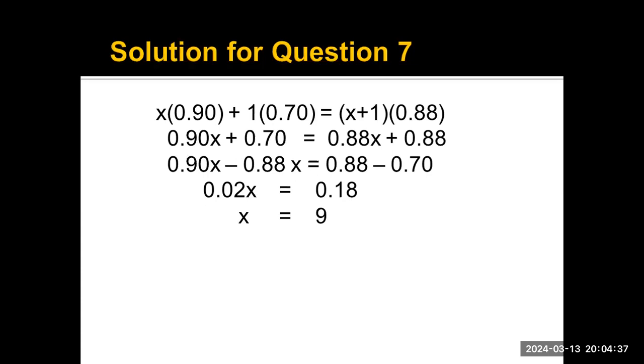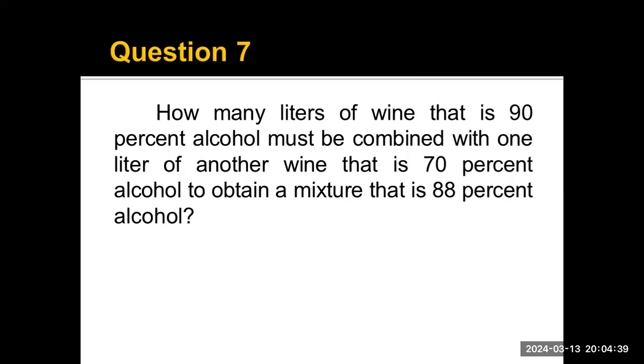Okay. So actually, you can transform the English words or English phrases into math symbols. So how many liters of wine, that is the variable x, that is 90% alcohol, so x times 0.90 must be combined with, that means plus, 1 liter of another wine that is 70%, that means 1 times 0.70.